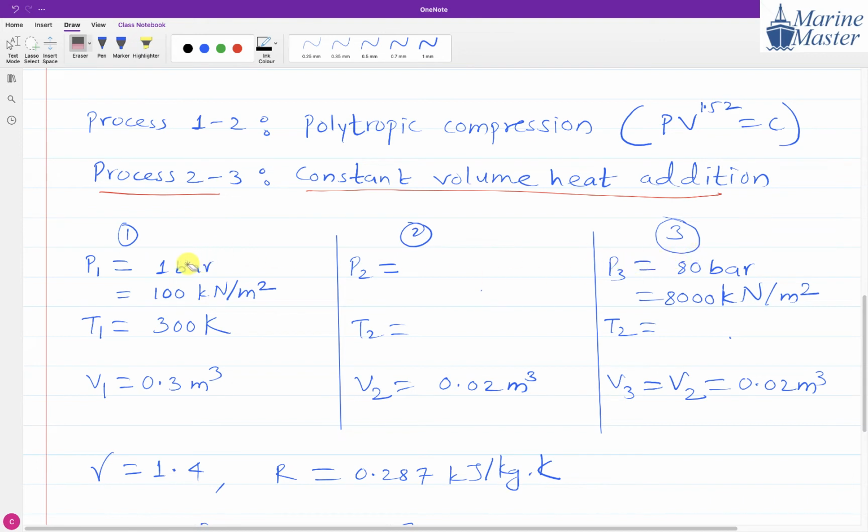Here in this question, we don't have all properties of point 2, so point 2 is not useful for getting the mass. For point 3, we have only pressure and volume, and temperature is missing, so point 3 is also not useful. But for point 1, we have all properties: pressure, temperature and volume.